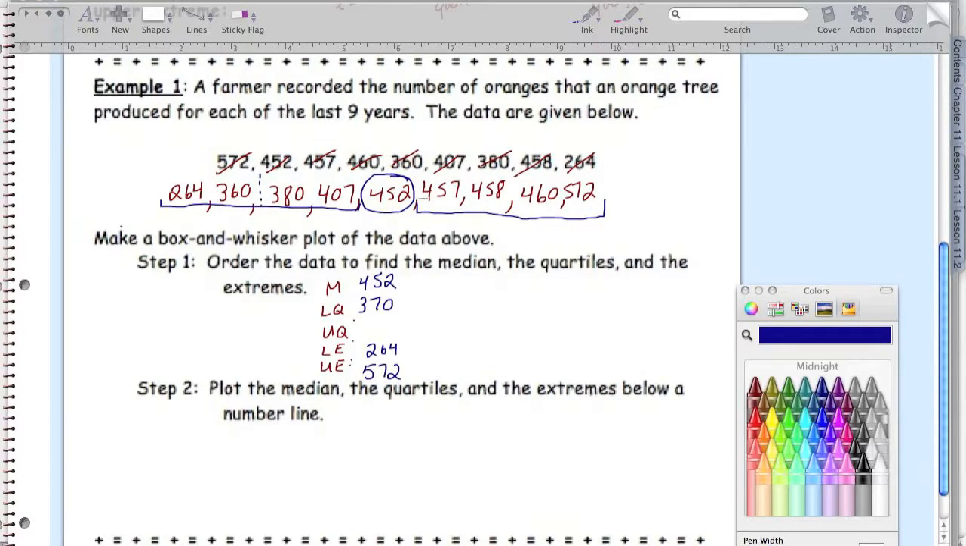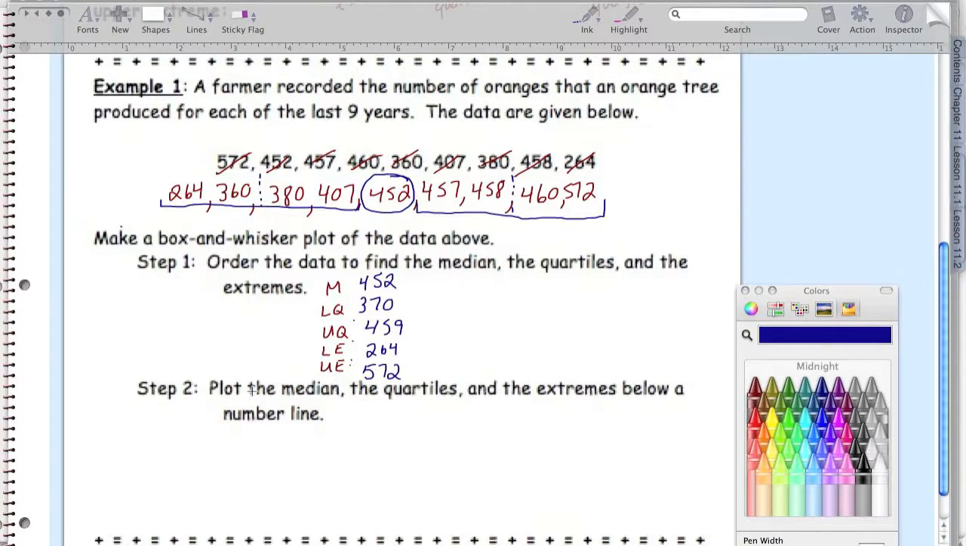Now I'm going to do the same thing with my upper quartile. I find out what's right in the middle, basically the median of the upper half. It's known as the upper quartile. So between 458 and 460 is 459. I now have all of my 5 components identified, and I'm ready to go ahead and plot it.